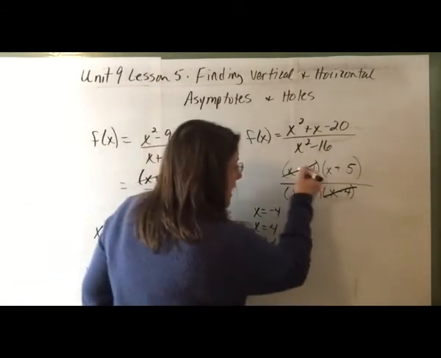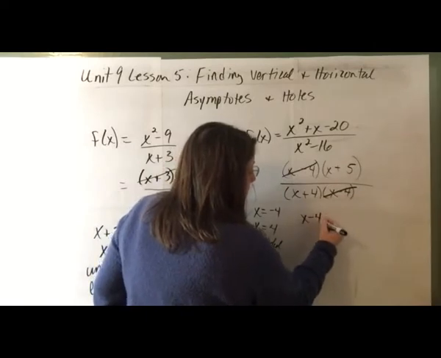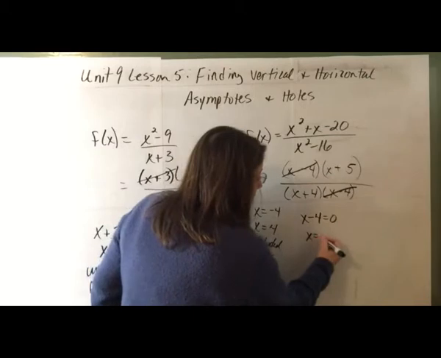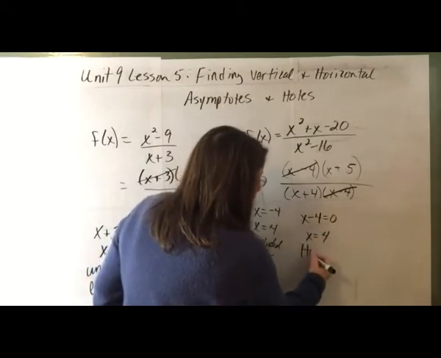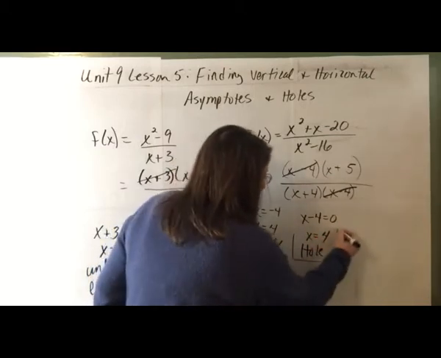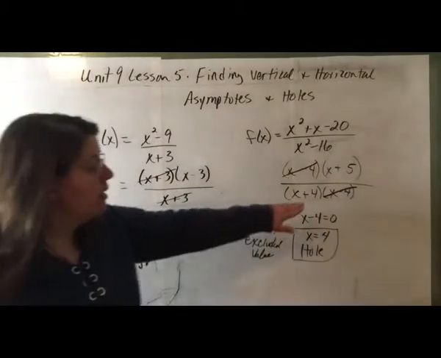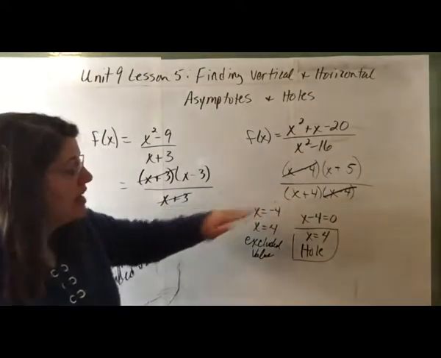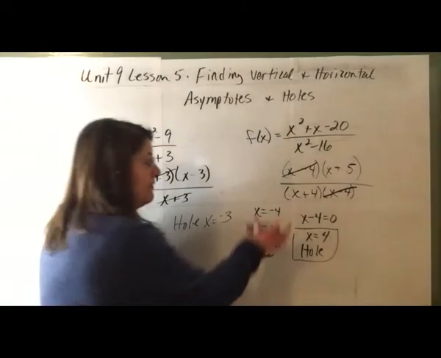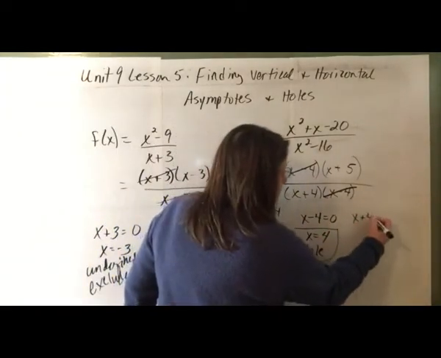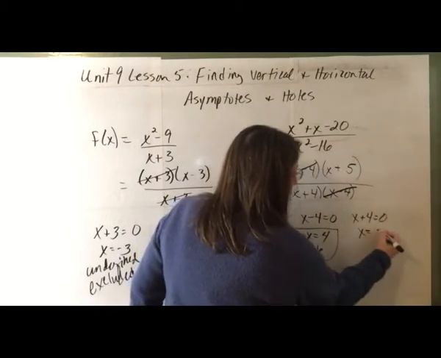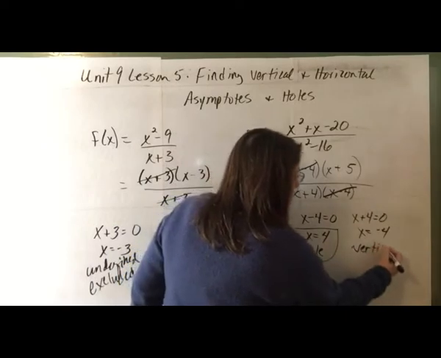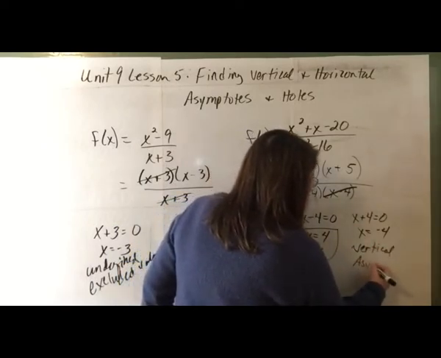So since the x minus 4 canceled, if I set x minus 4, the one that canceled, equal to 0, I will get x equals 4. So I have a hole at x equals 4. X plus 4 does not cancel. Since x plus 4 doesn't cancel, if I set that equal to 0, I'll get x equals -4, and that is the equation for my vertical asymptote.